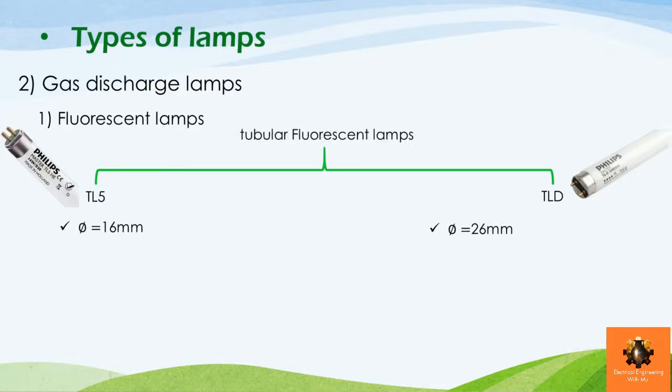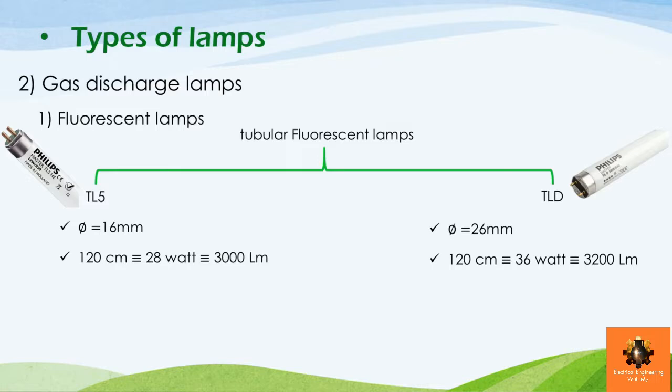Alright, but the important question now is which one is more efficient, or which one has a larger efficiency? Is it the TLD or the TL5? Here, to know, we can take an example of one of the three sizes to compare the efficacy between them. So we can take the 120 centimeter as an example.